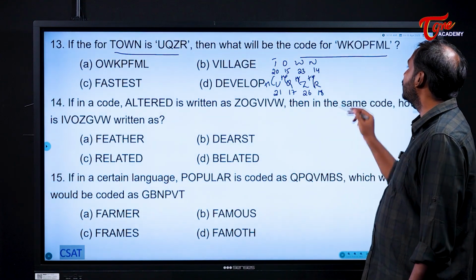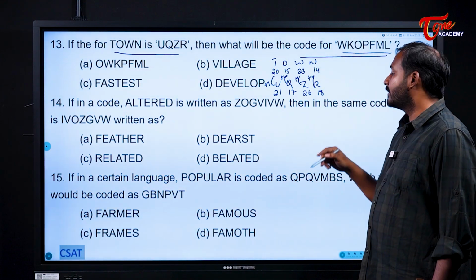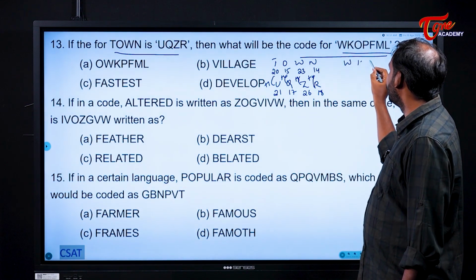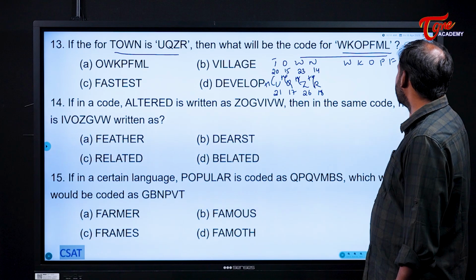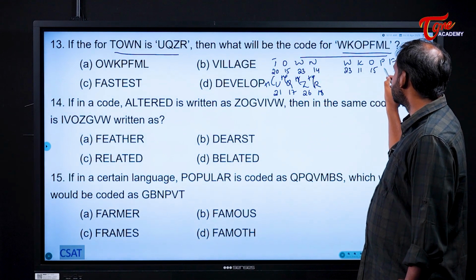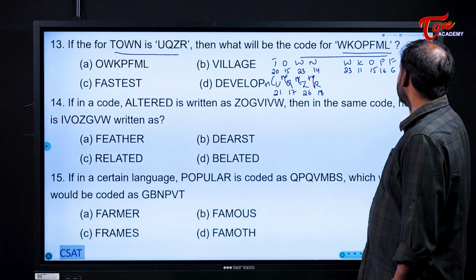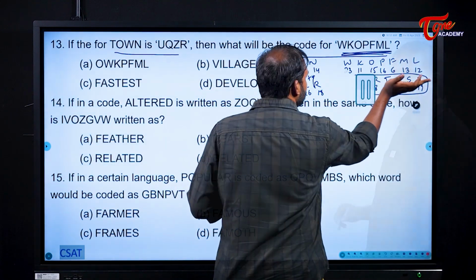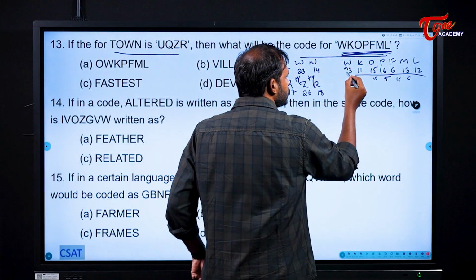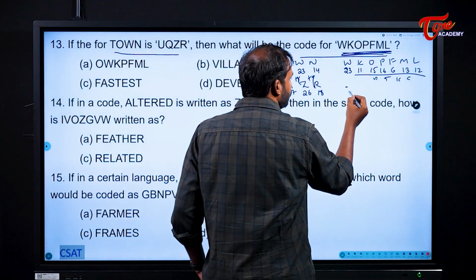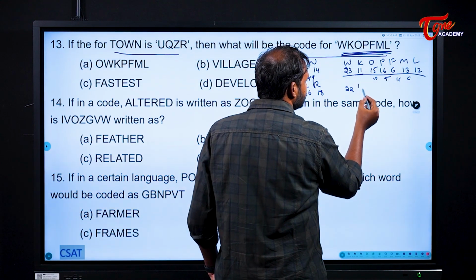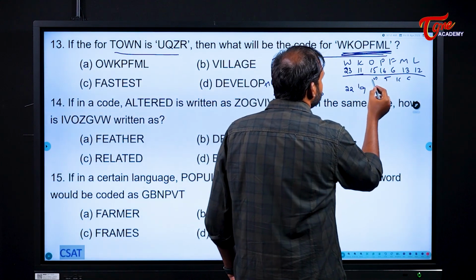What will be the code for WKOPMF? Okay, so what you will get here? WKOPFML. What it is 23, 11, 15, 16, 6, 13 and 12. If that is the case, our answer will become what? I need to do -1, -2 and so on, right? So what happens to that one? -1, 22, right? We will try to see. It will become -2, 9, okay.